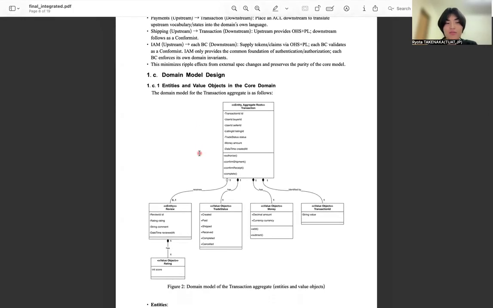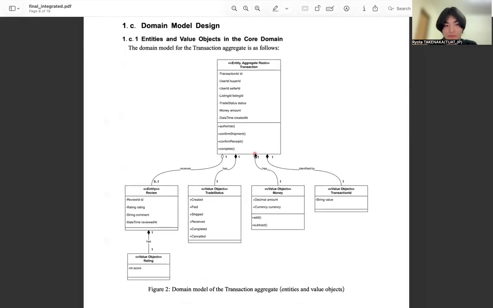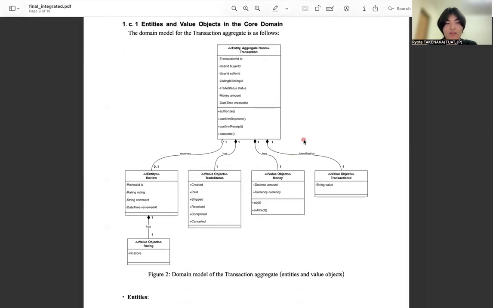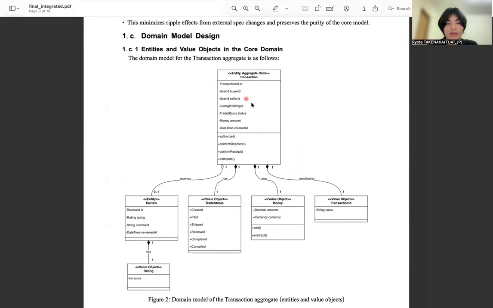Next, let's look at the domain model design for the core domain. Please see Figure 2. This diagram, which corresponds to this part of the report, shows the main entities and value objects for the transaction bounded context. The central piece is the transaction, which is an aggregate root. This means it's a main entity that controls the life cycle and ensures all rules, or invariants, are protected. For example, the transaction aggregate ensures that the status cannot change to shipped before it is paid.